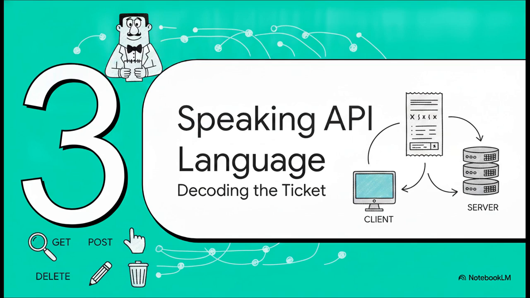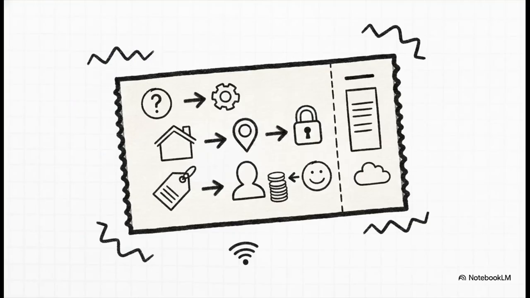Okay, Section 3, speaking the API language. Let's decode the ticket. So, the actual universal language scribbled on that waiter's ticket, it's called JSON. It's the standard format that most REST APIs use to hand data back to you. It neatly packages everything into simple key-value pairs. For example, pairing name with laptop or price with $9.99. This right here is exactly how JavaScript, mobile apps, and backend servers all flawlessly understand each other without any confusion.